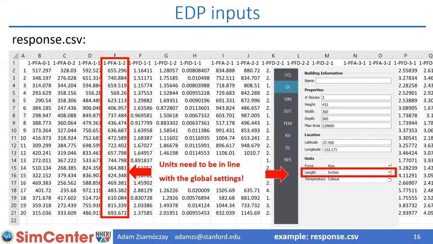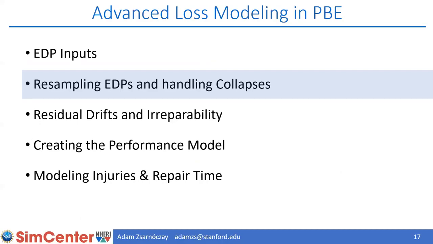So if you have inches there, then the accelerations are expected in inches per second square. If you have meter, then of course it's meters per second square, and so on. So make sure that you use the right unit here. When it comes to drifts, you don't have to worry about that because drifts are unitless. All right, so this is how we can import the EDPs.